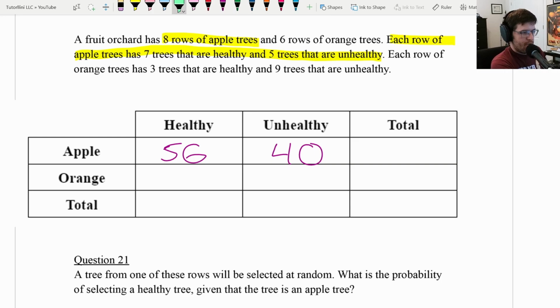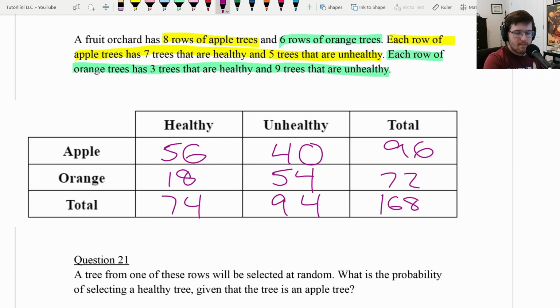And now we're going to look at the orange trees. So 6 rows of orange trees. And each row of orange trees has 3 trees that are healthy, 9 that are unhealthy. Okay, so 6 times 3, that's 18. And 6 times 9 is 54. So that goes here. That's the orange unhealthy trees. Now I'm just going to use addition to find all the totals. I'll just do that off screen real quick.